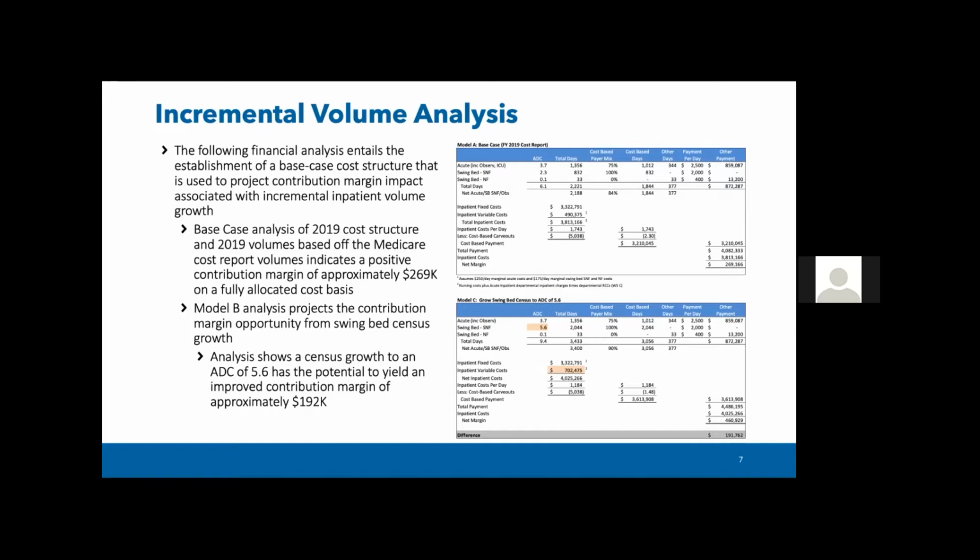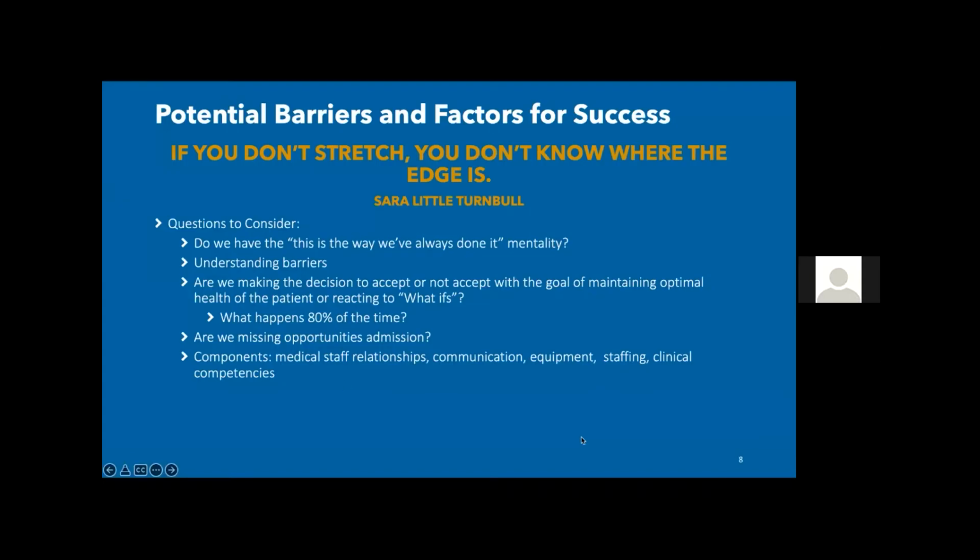And this is just a snapshot of a financial analysis in which a critical access hospital grows their swing bed census and what the financial impact of that growth is. I think we increased them to an ADC of 3, and a financial impact or contribution margin of about $192,000. So there is a financial component and a revenue stream generated based on improved admissions.